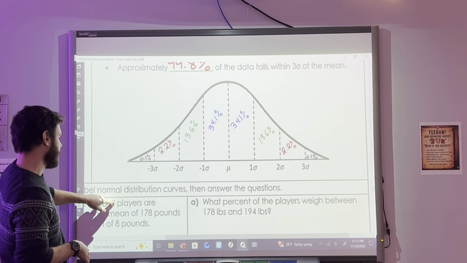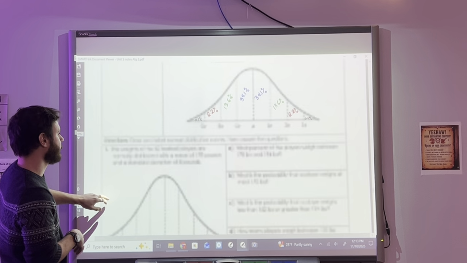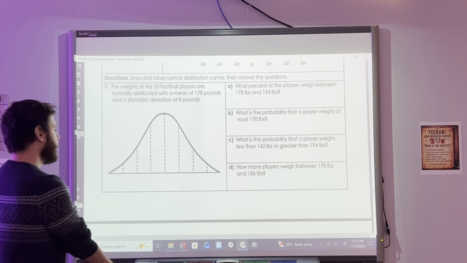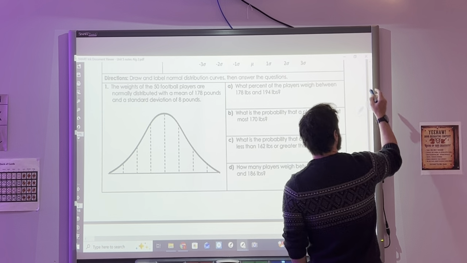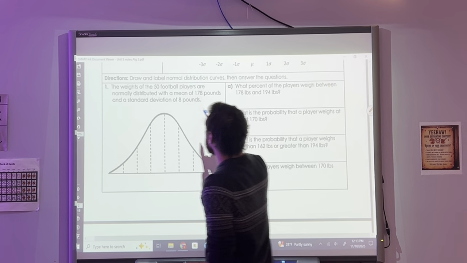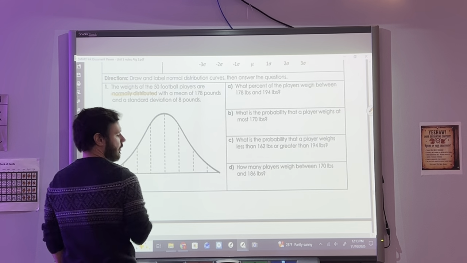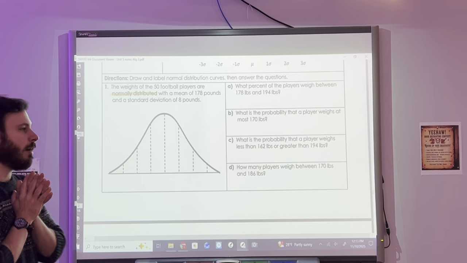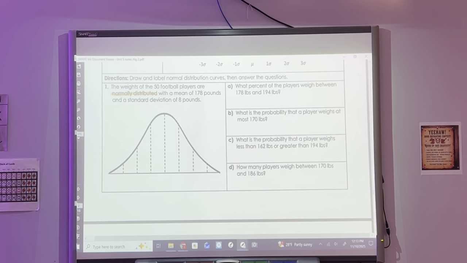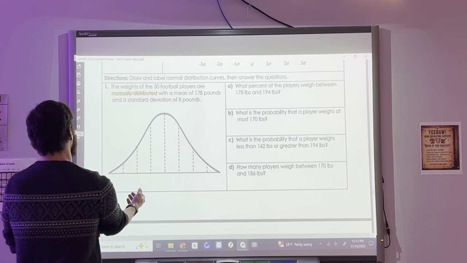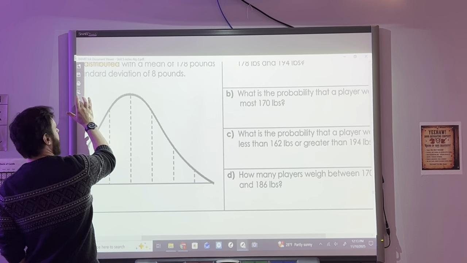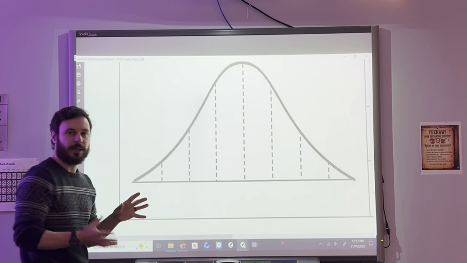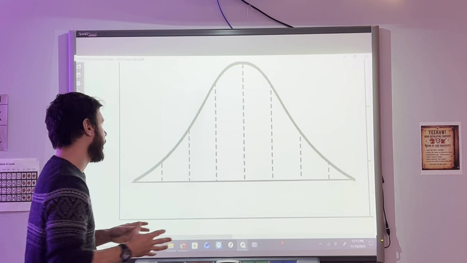Now, let's get to our questions. The weights of 50 football players are normally distributed. Okay, that is important because we can't do this if you don't have a normal distribution. None of this will work if that's not there. 50 football players average 178 pounds with a standard deviation of 8 pounds. Okay, so what we're gonna do on this graph here is basically copy what we have at the top.